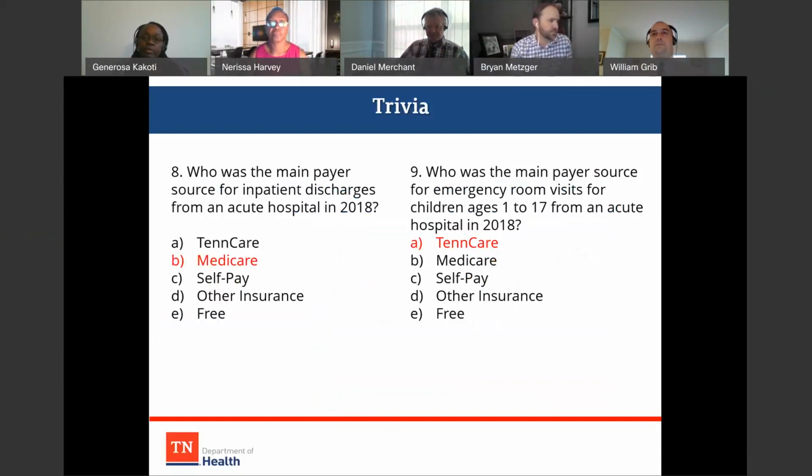And for the other question, who was the main payer source for emergency room visits for children ages 1 to 17 from an acute care hospital in 2018? It was TennCare, again close to 50%. And I think other insurance followed closely to that. And with TennCare, it's not really surprising given the fact that TennCare does cover almost 50% of births in Tennessee. And so it's likely the children continue with insurance going forward from there.